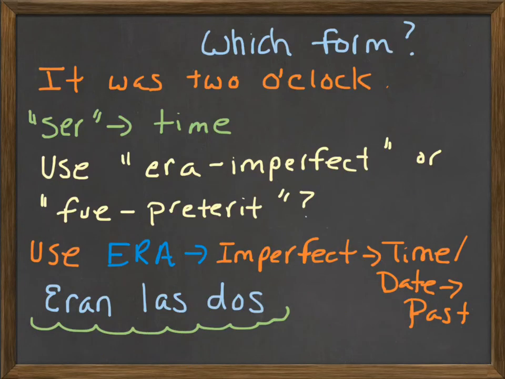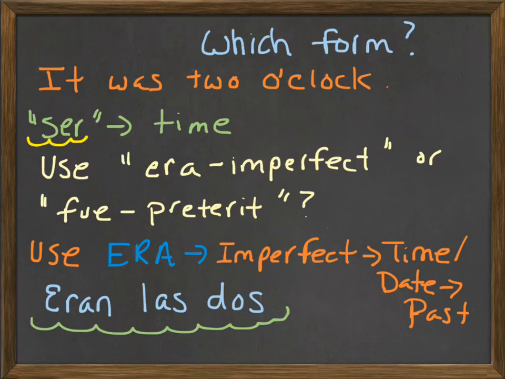Okay, so which form am I going to use? I'm going to give you an example of how you work through it in your mind. Let's say you wanted to say it was 2 o'clock. Already you know that with time we always use ser. So you know ser is going to be your verb. Now you're asking yourself, am I supposed to put ser in the imperfect tense, or in the preterite?